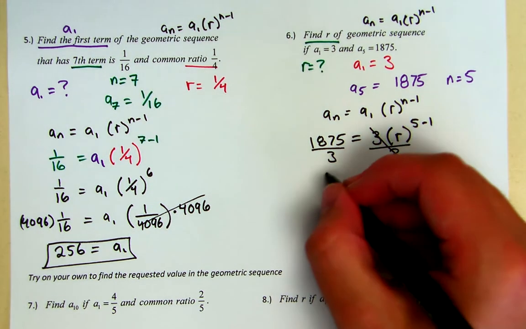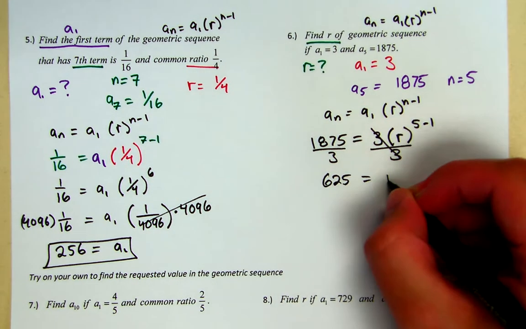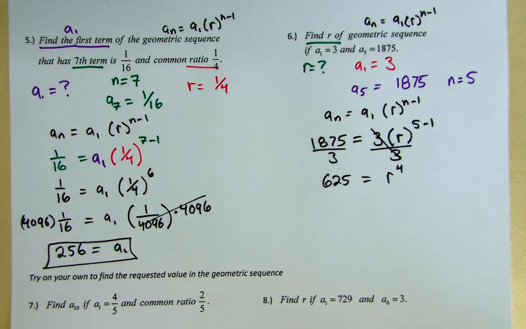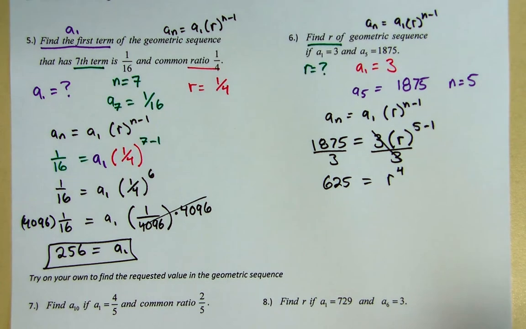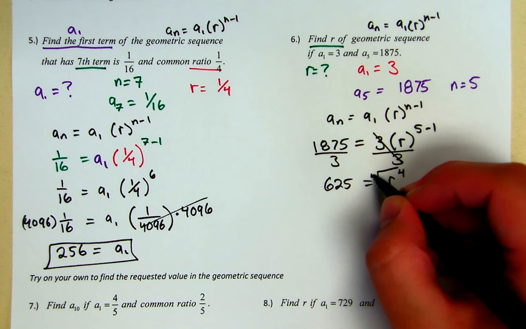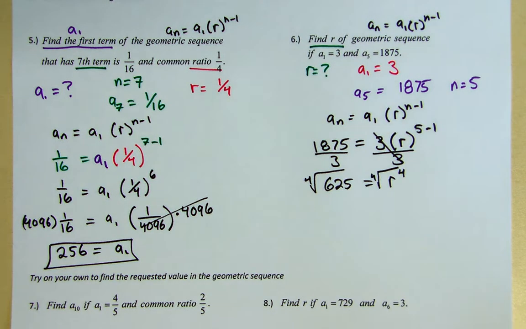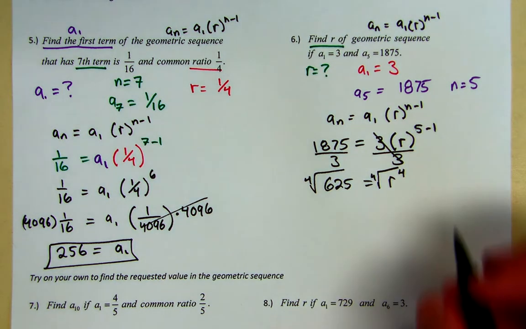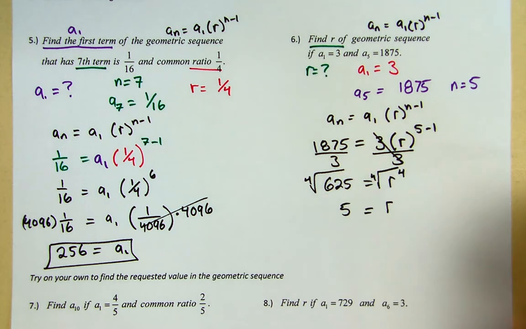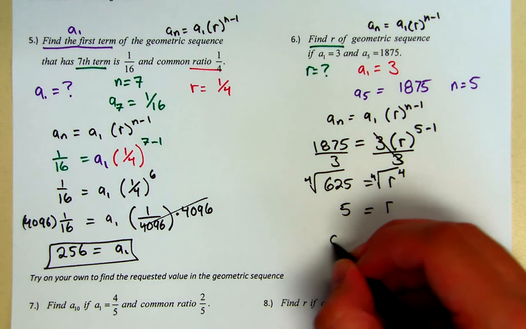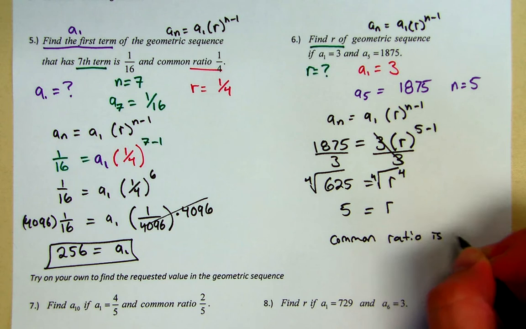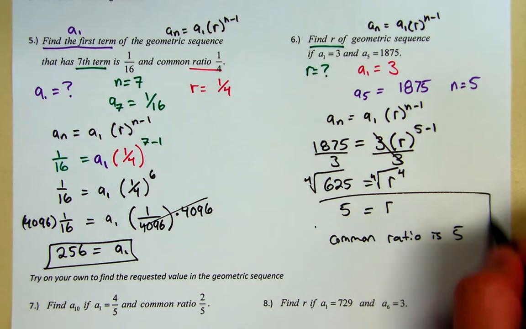So now I'm left with 625 equals r to the 4th, since 5 minus 1 is 4. Now we're going back and trying to figure out, well, look at this. How do I solve this? I need to take the 4th root, all the way back to last semester. So r ends up equaling 5. So the common ratio is 5.